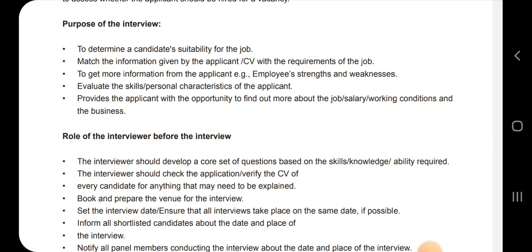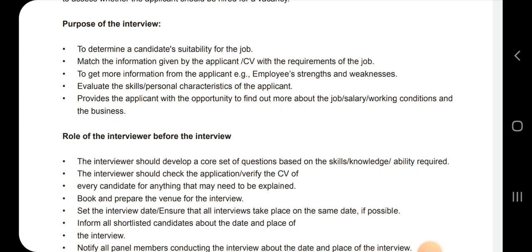When you're having an interview, you are having a face-to-face conversation with the person you're trying to hire. So that will help you know whether this person is the right person for the job based on their answers and how they look and everything. I'm still on the purpose: to get more information from the applicant, to evaluate the skills and personal character of the applicant.